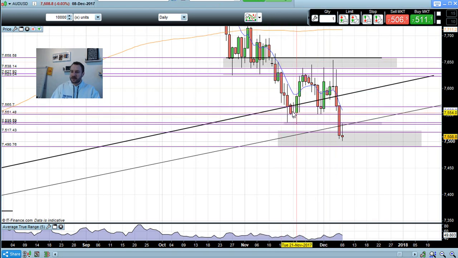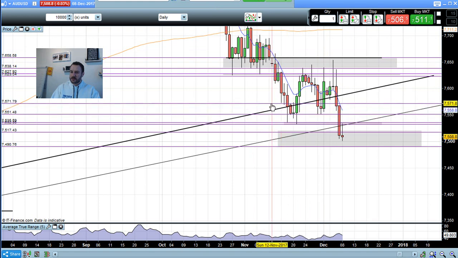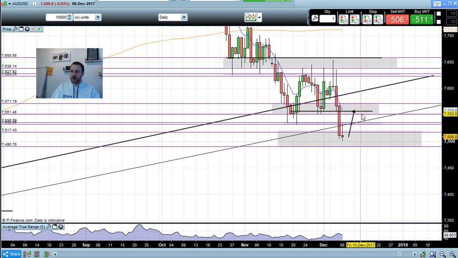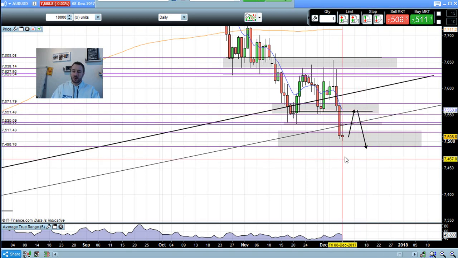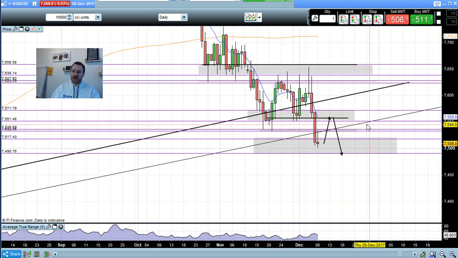Right here, we're going to actually bring this up. I'm going to move this up a little bit. Because for me, it's coming all the way up into 7570. This whole section up here is lining up with that previous structure. It's a good area if we do see the bullish bounce coming in to look for bearish continuation once again. At least back down into this zone right here. But also we'd be watching at the trend line.